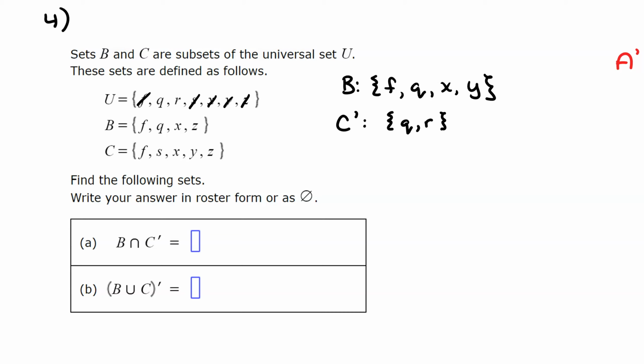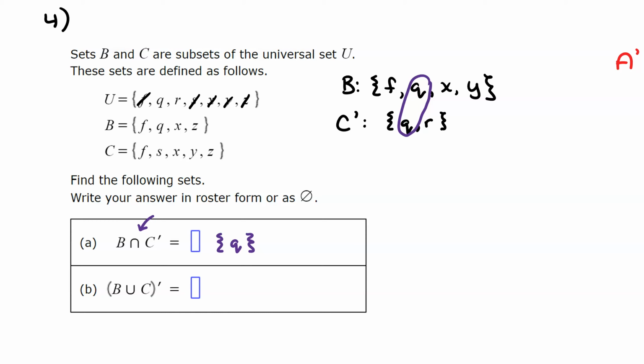Now, what do I want to do with those? I want to intersect them. So intersect is asking what do these two sets have in common? So B has F, Q, X, Y and C complement has Q and R. So what do they have in common? They have Q in common, and so that's going to be their intersection.